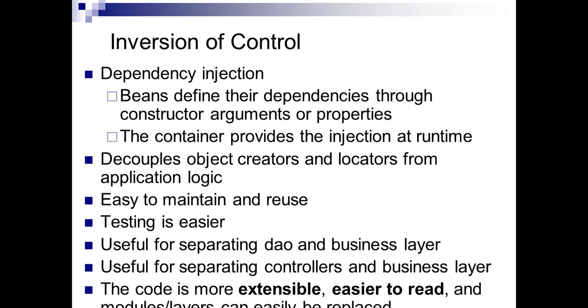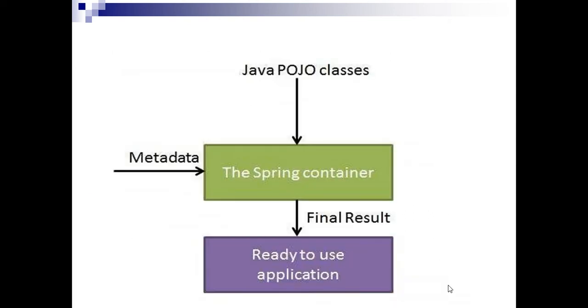Testing is easier in inversion of control. It will separate all the layers. So IOC is nothing but a kind of Spring container. The Spring container has a lot of metadata information which loads the Java POJO classes and helps perform the bean lifecycle in the Spring container and generate a final result which is ready to use with the application.